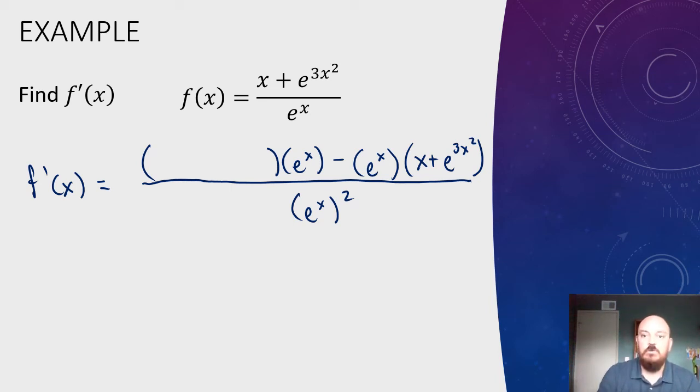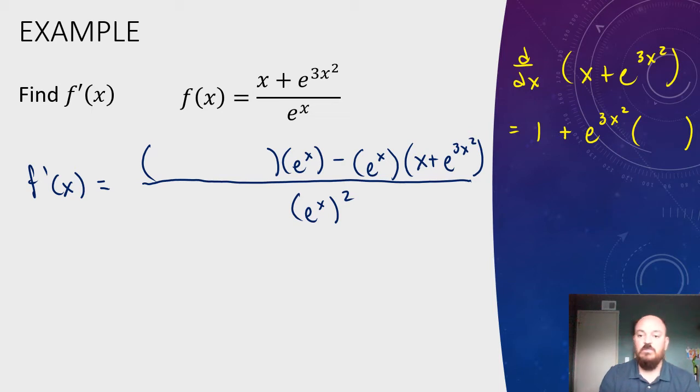I'm going to do the derivative of the top, which is x plus e to the 3x squared. The derivative of x is 1, and for the second one, it's a chain rule. The derivative of e to the 3x squared starts off with e to the 3x squared, but then you have to multiply by the derivative of 3x squared, and that's power rule. So you multiply 2 times 3 is 6, you lower it to x to the first power, and what we get is 1 plus 6x e to the 3x squared.